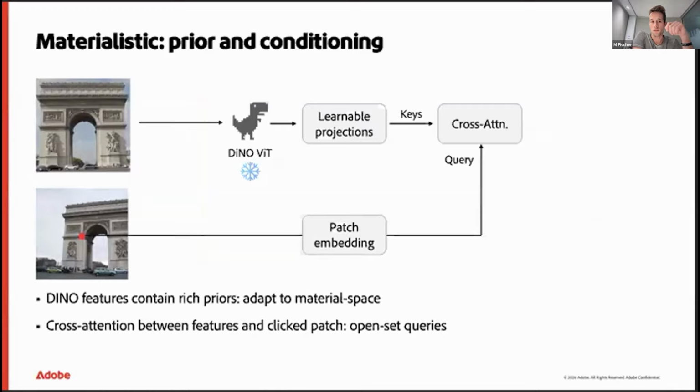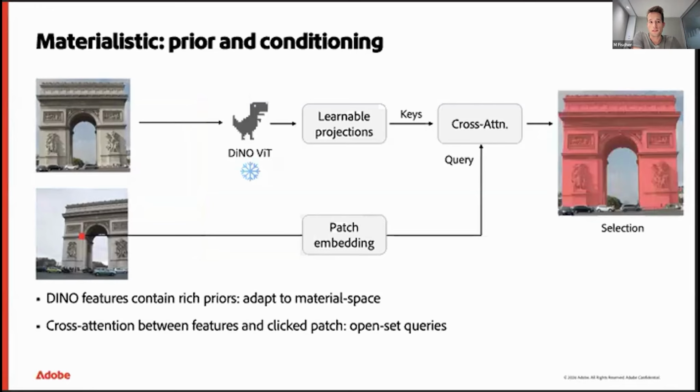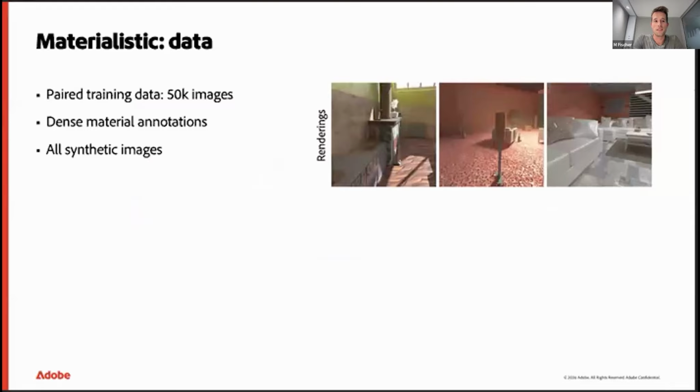So you click on the bottom image, but then with this architecture, you can transfer the semantic content, the material that you want to select, to this initial image. So I think that was pretty cool at the time. And of course, I couldn't be giving a talk at Box 51 without talking about data.